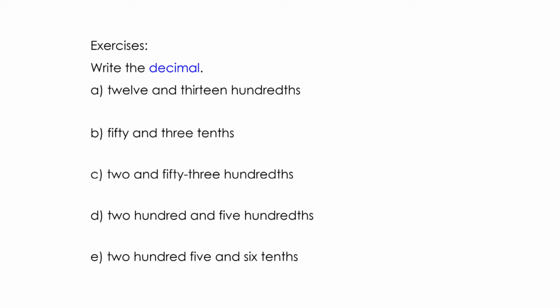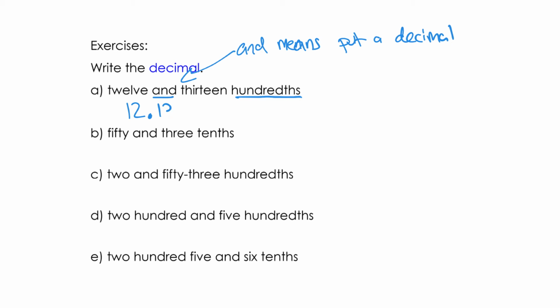Write the decimal. So we have 12. When you see the word and, it means put a decimal. 12 and 13 hundredths. You know hundredths is 2 spots. 13 right there. 5 and 3 tenths. Tenths is 1 spot. So 5.3.